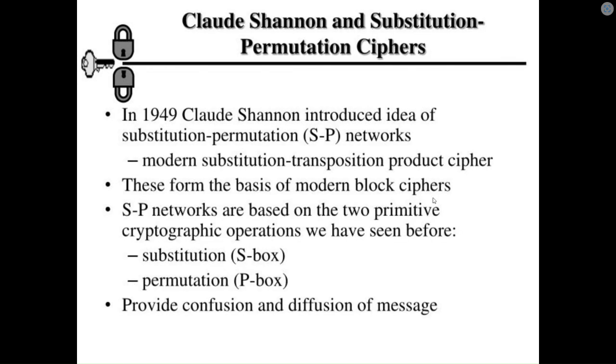So Claude Shannon and substitution permutation ciphers. In 1949, Claude Shannon introduced the ideas of substitution permutation, SP, networks. Modern substitution transposition product cipher. This forms the basis of modern block ciphers. SP networks are based on the two primitive cryptographic operations we have seen before: substitution, S-box, and permutation, P-box. They provide confusion and diffusion of messages.